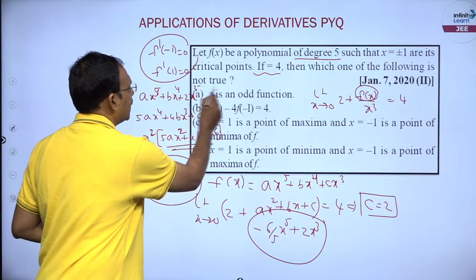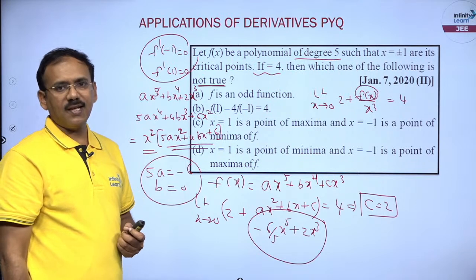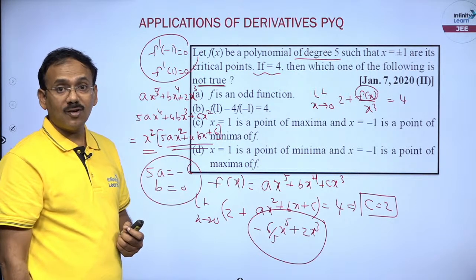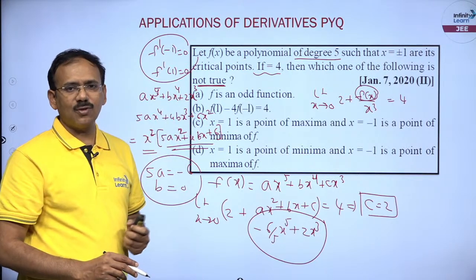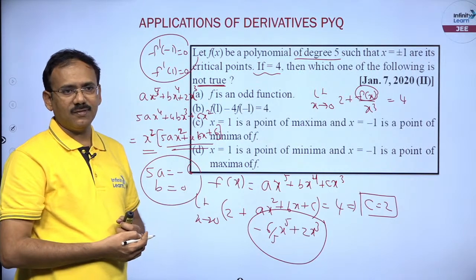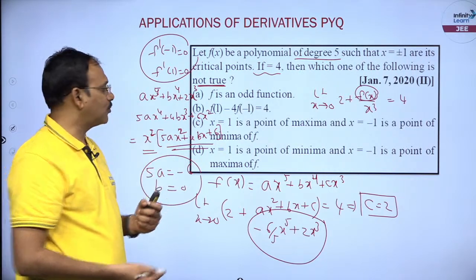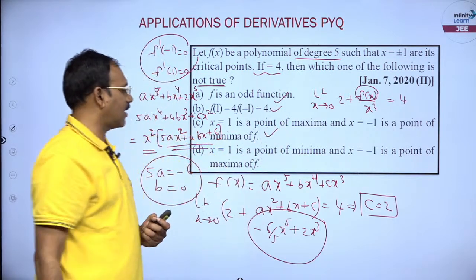Here he has given not true. Not true in the sense you have to choose the wrong option, right. So, generally if you don't read this question properly, you will go with first option because f is odd function, but in fact not true. You can check a, b, c, all the 3 will be correct options.